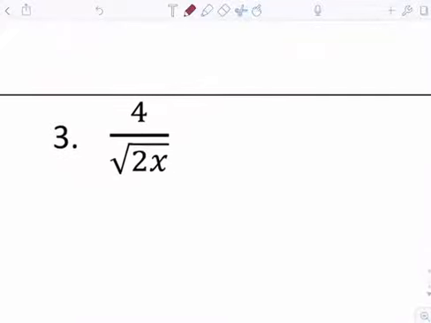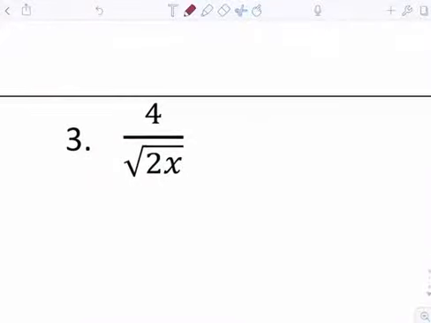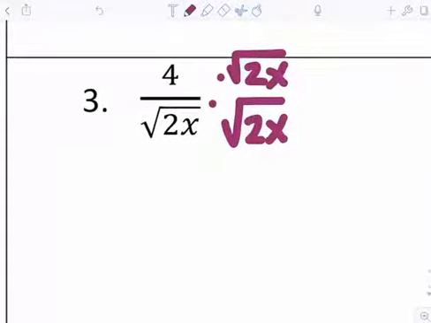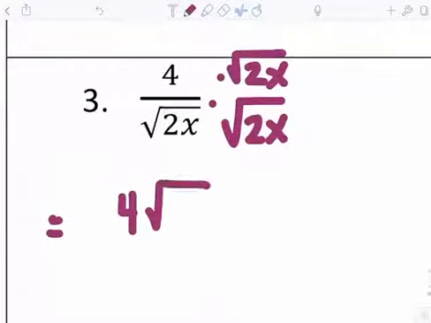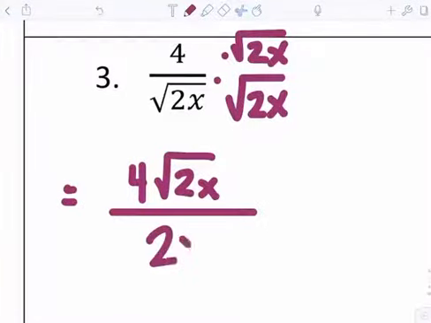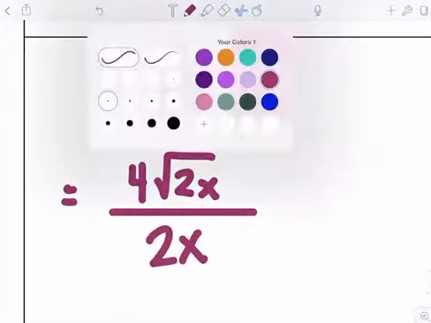Okay, number 3, so this one is slightly different because now I have something extra inside my radical, but that's not going to change the process. I'm literally still going to multiply by that radical exactly. Whatever's inside of that radical is what you're going to multiply by. So I'm going to multiply the square root of 2x over the square root of 2x. So this is just going to become 4 square root 2x. It's not going to multiply inside because the 4 is outside of a radical. And then in the denominator, I get 2x, and then we simplify from there.